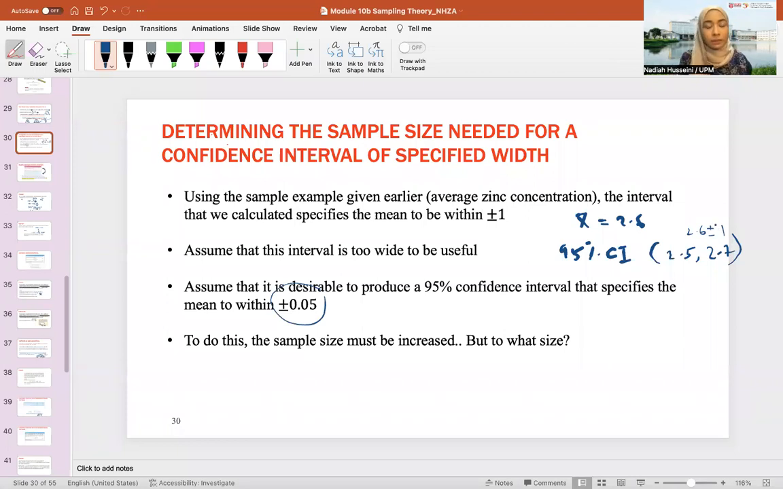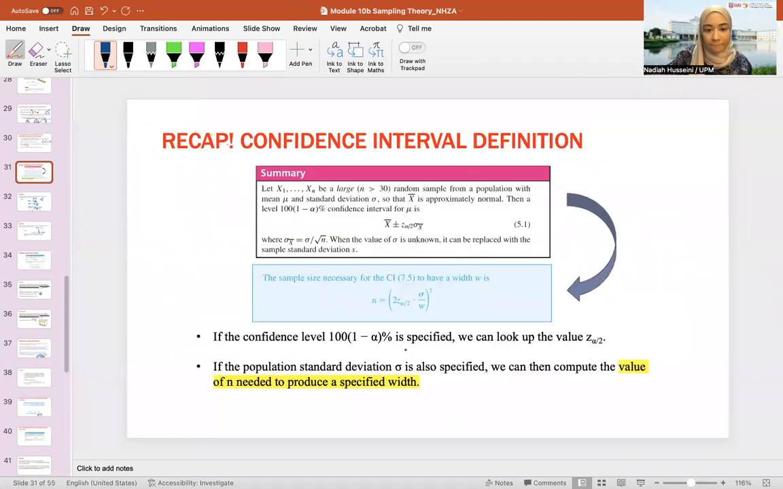Sometimes there are requirements that we need to fulfill, right? To do this, the sample size must be increased, but to what size? We already know the equation, so it should be straightforward at this point.